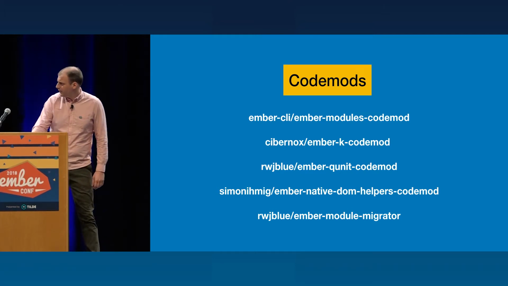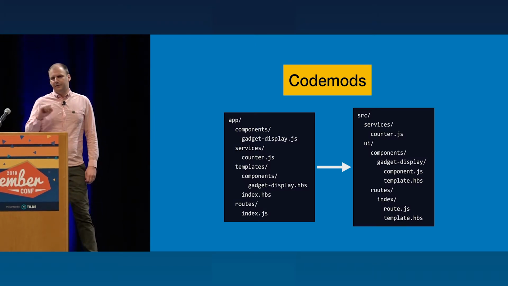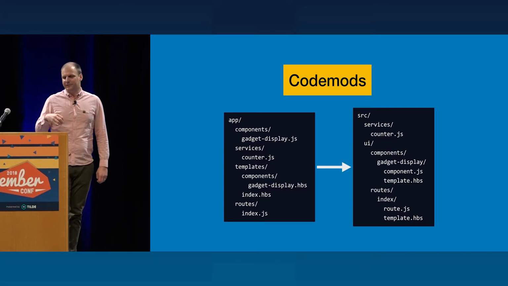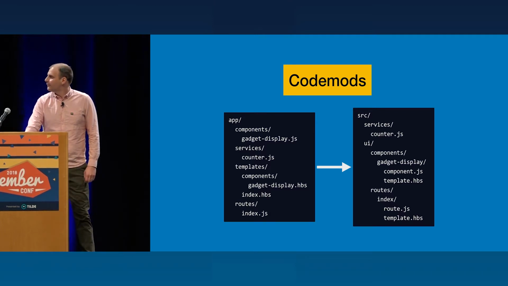And the last one is the Ember module migrator. The Ember module migrator actually moves between the old legacy, I don't like calling it legacy, the classic app style with the app folder, and moves it into the source style folders. And we're going to look at this in a little bit more detail later as well.